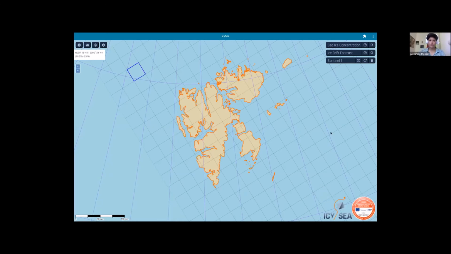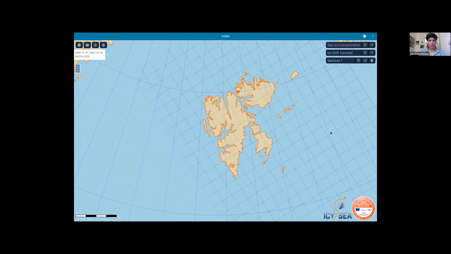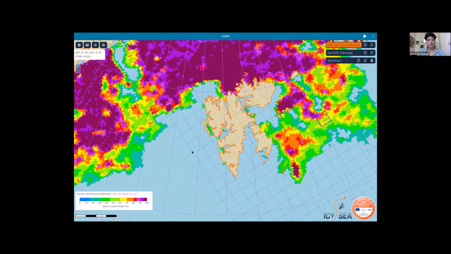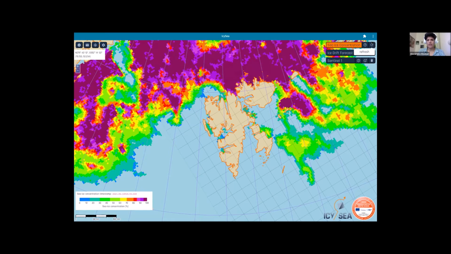There. So this is the IcySea app. For the moment, it's around the archipelago of Svalbard, which we have here in the middle. Here at the top right are the different layers that we have for the moment. So sea ice concentration. And here you have the timestamp. This is actually from a few days ago, so you can refresh it with this little arrow here. And this is the sea ice concentration from today. You have the different colors which reflect the different sea ice concentrations from 0 to 100%.